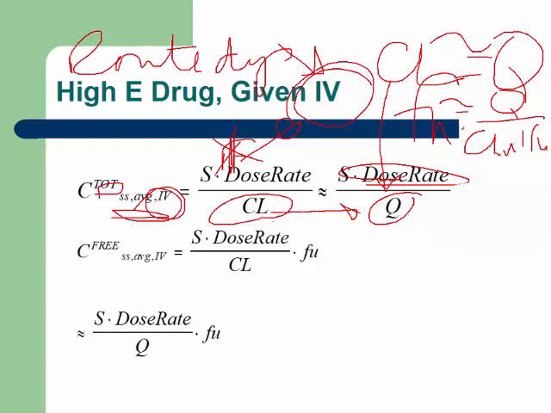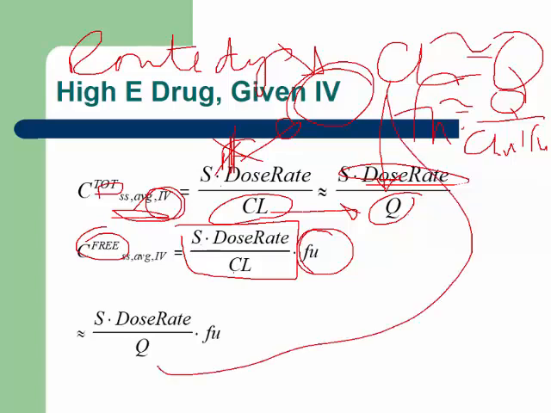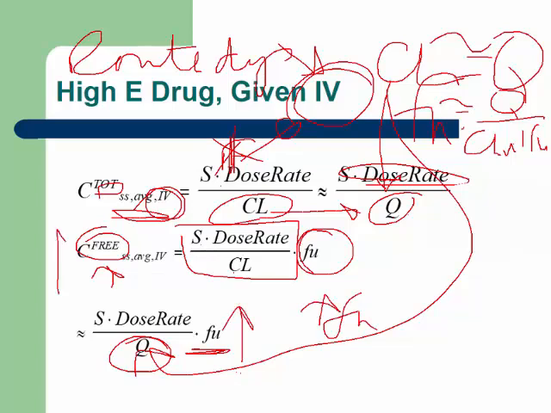Now, let's think about what's happening with our free concentration. Remember, when we have free, we have total times fraction unbound. Here's our total, salt form times dose rate over clearance. We're going to put in our clearance for a high E drug, and it's going to be our blood flow. But we do need to multiply it times fraction unbound to get our free concentration. So in this case, if there was an increase in fraction unbound, we would see a change in our free concentration or our active drug, but what we measured would be no change.